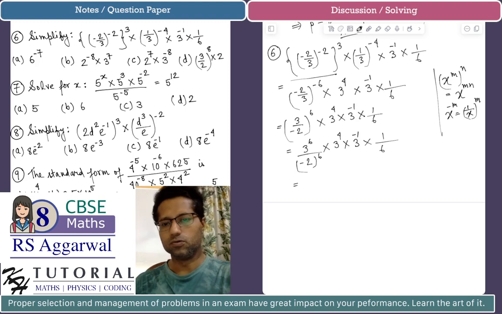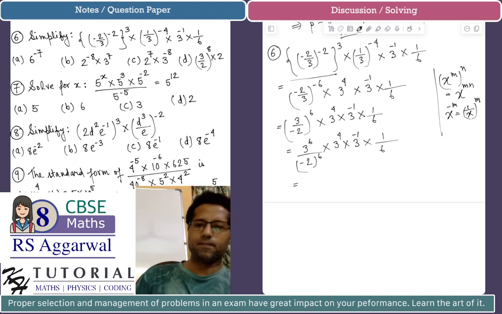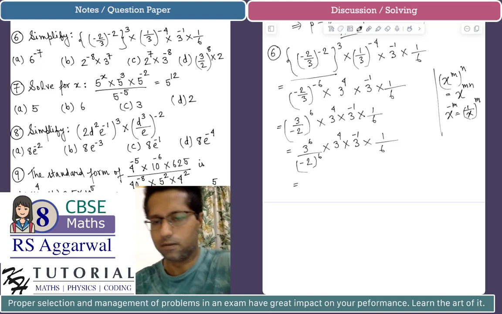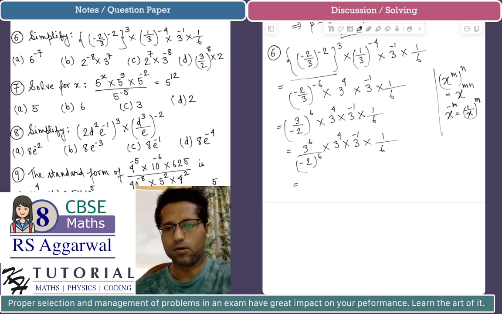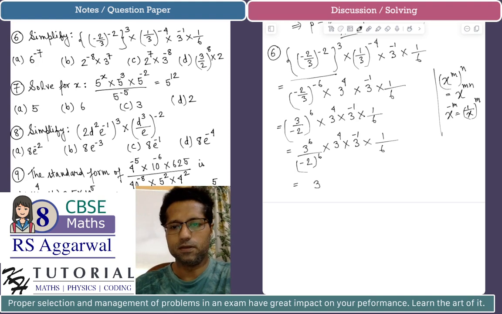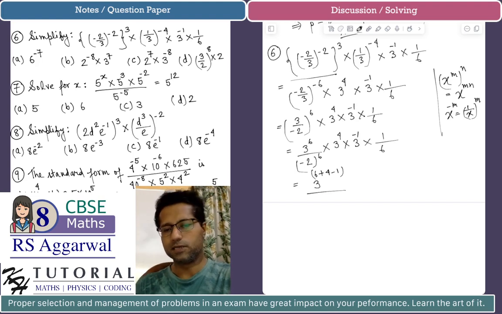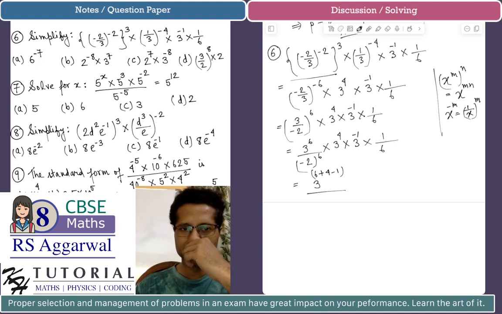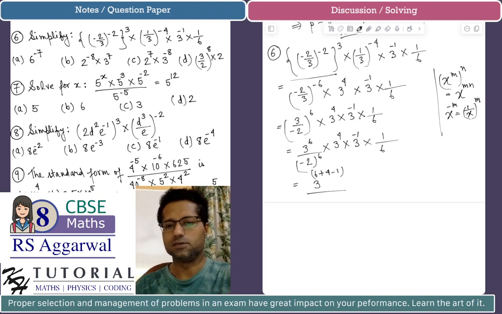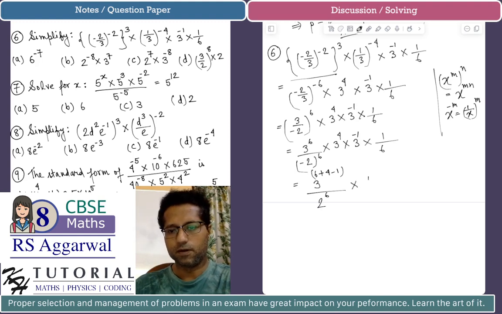Now this is equal to, let's combine all the exponential terms with base 3. We will add up all the powers. So it becomes 3 raised to the power 6 plus 4 minus 1. And we have minus 2 raised to the power 6. The base is negative, but the power 6 is even. So this will be 2 to the power 6. And we have multiplied by 1 by 6.